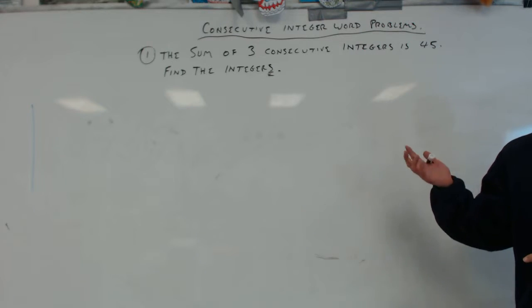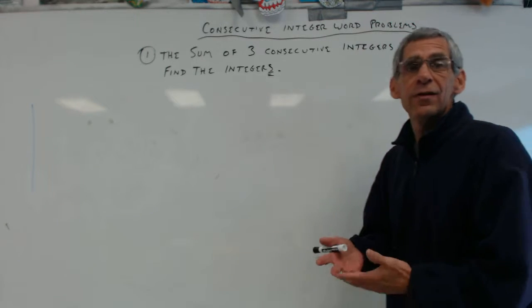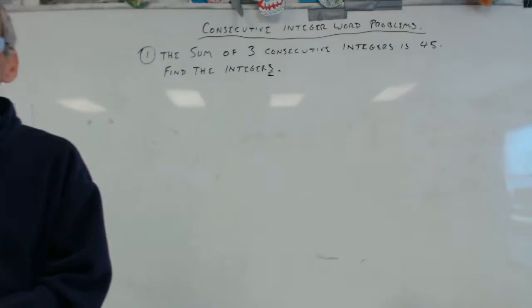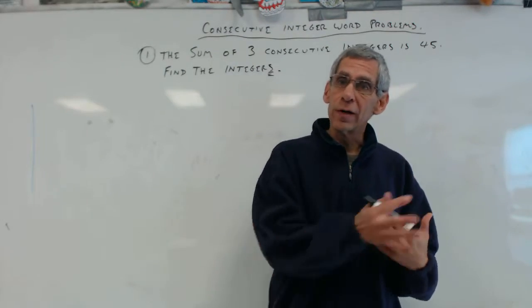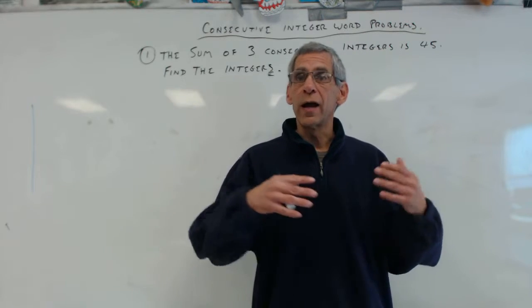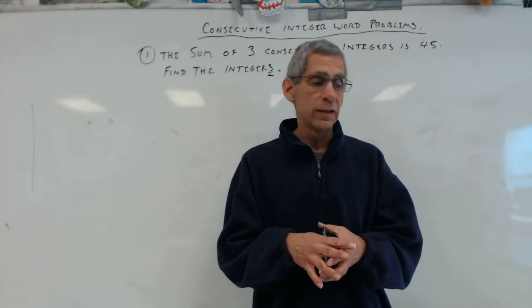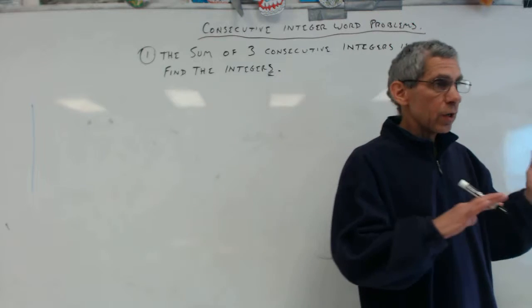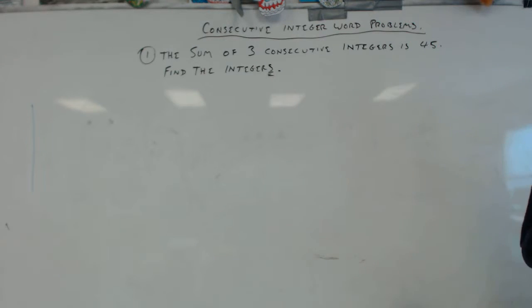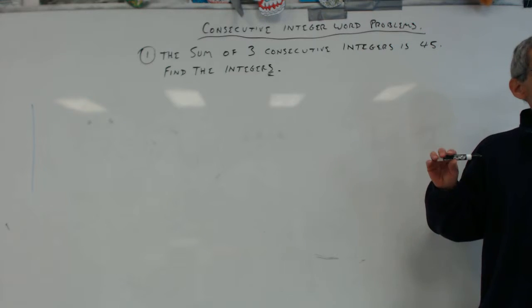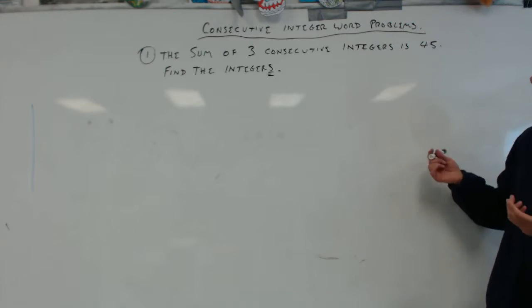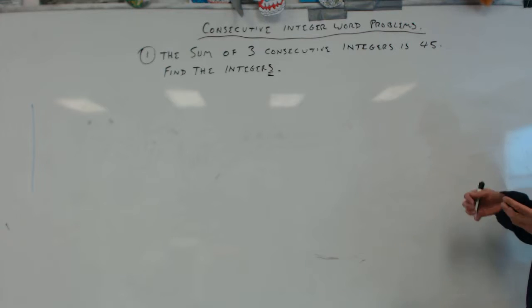Okay, so this is really more of a review, except we haven't done any word problems this year, right? None. Because I wanted to get through a bunch of the other stuff, and we get into quadratics and other things to introduce you to those things. So we're going to go back and do a few word problems today. This one is probably the simplest one that there is. Now, the sum of 3 consecutive integers is 45.